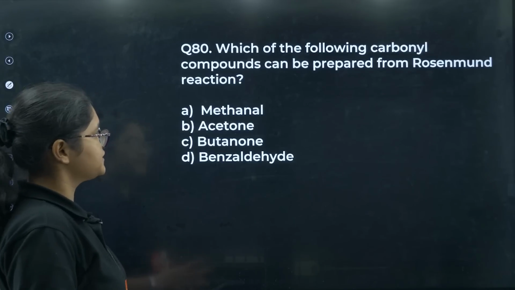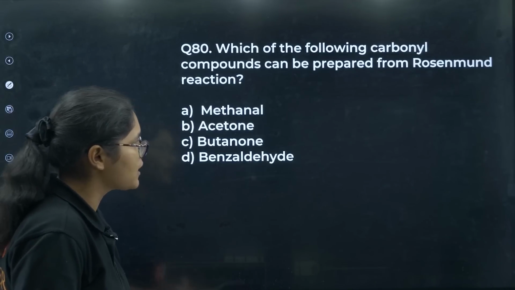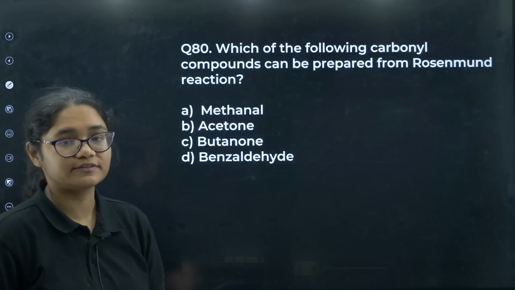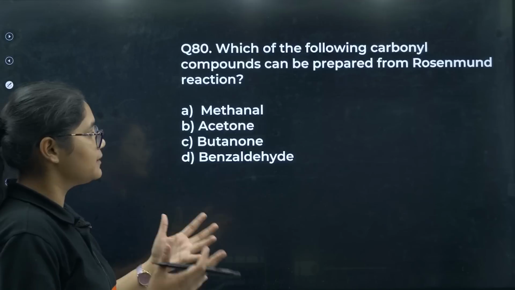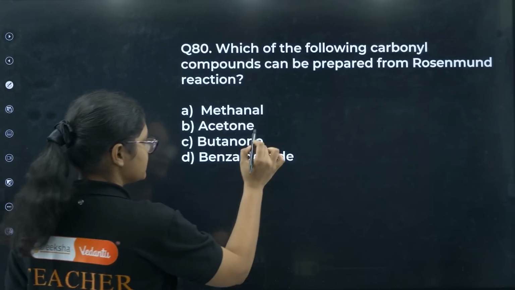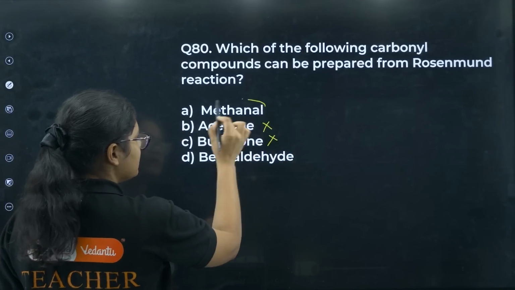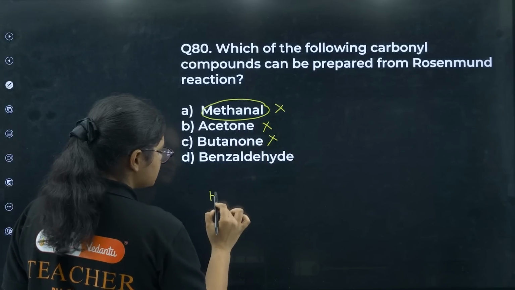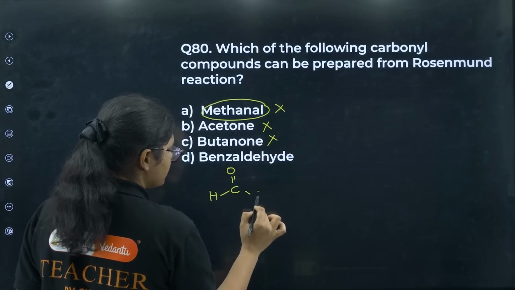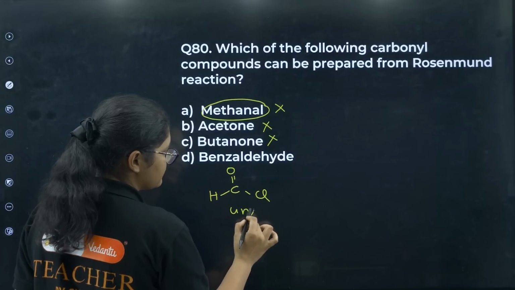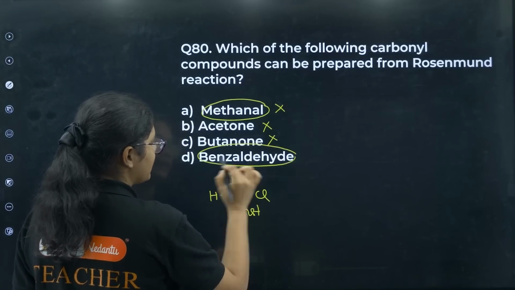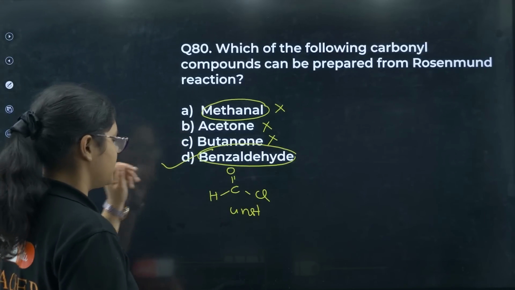Let us see the next question here. Which of the following carbonyl compounds cannot be prepared from the Rosenmund reaction? The Rosenmund reaction is for the preparation of aldehydes, so ketones we can eliminate. Methanal we also cannot prepare because the acid chloride that is required is highly unstable. So benzaldehyde can be prepared by using this method. So, option number D.